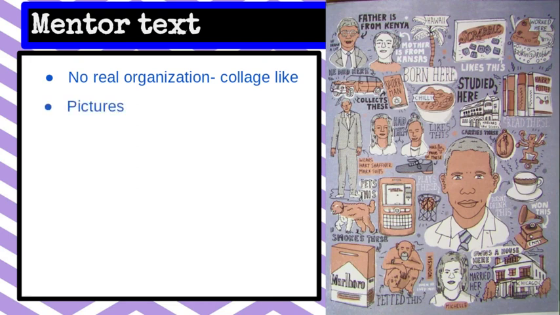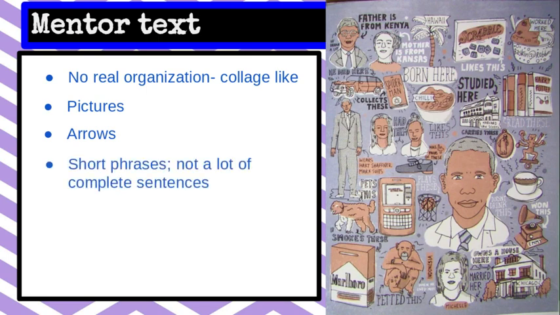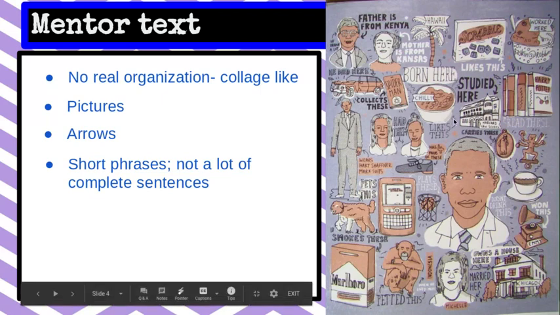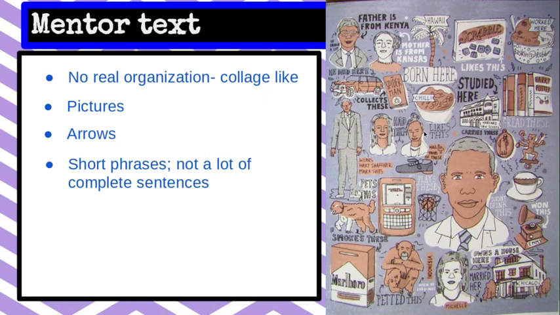Okay. Also, I said this earlier, pictures. There's lots of pictures or drawings on here. I also noticed a lot of arrows, lots of arrows pointing towards the pictures. And there's short phrases. There's not a lot of complete sentences. For instance, if you look over here to the left of Big Obama, you see these two girls. And if you know anything about Barack Obama, you know that he has two daughters. But the author doesn't put their names. He just puts "had them." That's two words. That is not a complete sentence, just a short phrase.